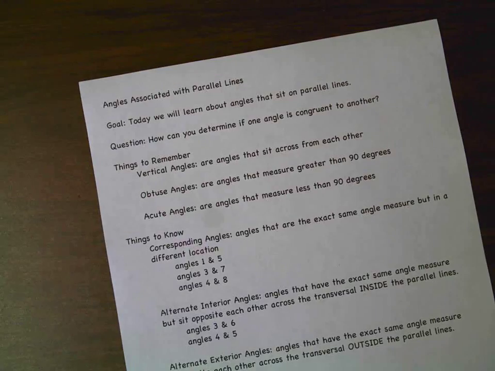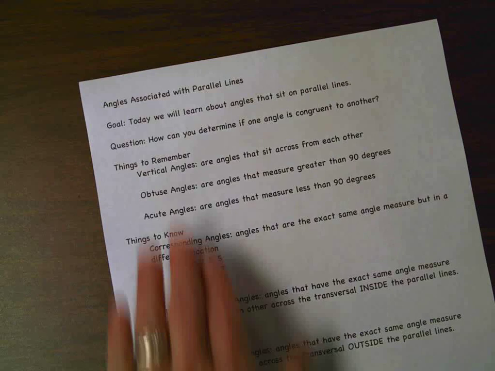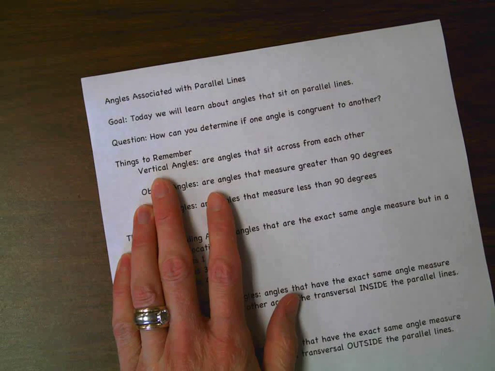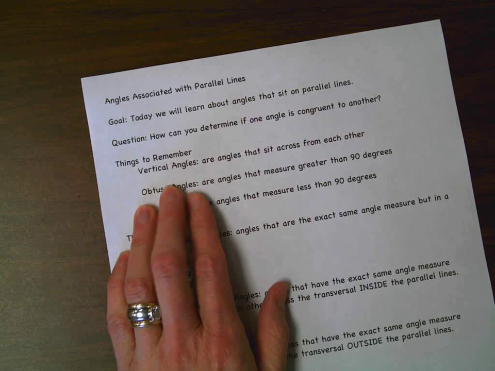The question that I want you to be thinking about is, how can you determine if one angle is congruent to another? We're remembering that congruent means that they are the same size, same shape, they're equal. So it's just a fancy name for describing equal. Things to remember: these are types of angles and vocabulary that you already learned. That's why it's under the things to remember.